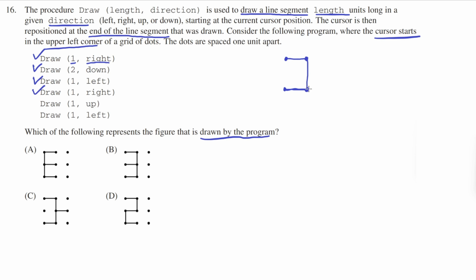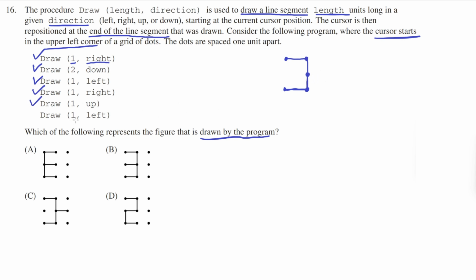Then draw 1 unit up. So now we're just gonna go back up 1 unit. But remember that this line here was 2 units, so we're not gonna go all the way up back to where we were. We're gonna go up halfway. So our cursor is now here.